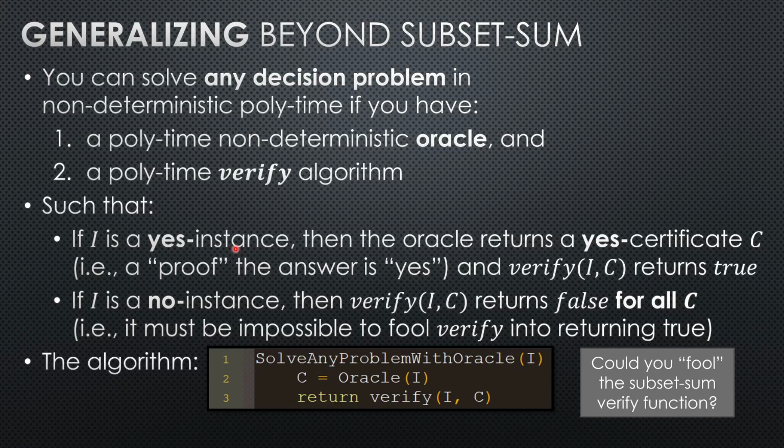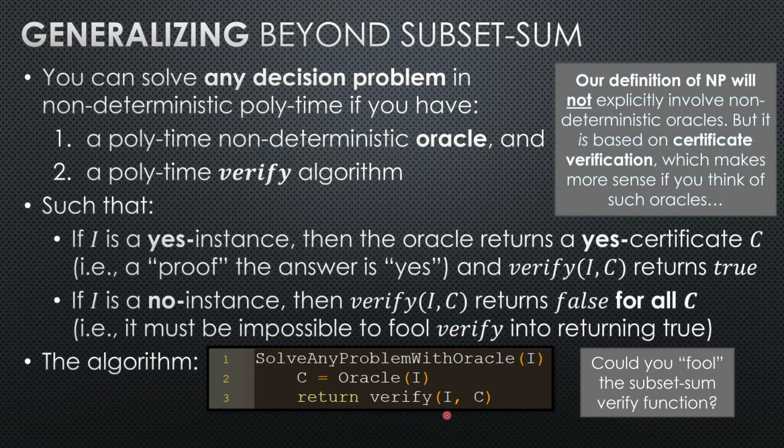So here's the algorithm for solving any decision problem. We take the input, we feed it to the oracle, we get the certificate, this is polytime, and then under the assumption that you have this polytime verify algorithm, you just call it and return whatever the verify algorithm says. And if I is a yes instance, the oracle will return a yes certificate, so you will return true. And if it's a no instance, then verify will return false. So we're going to return the correct answer here in each case.